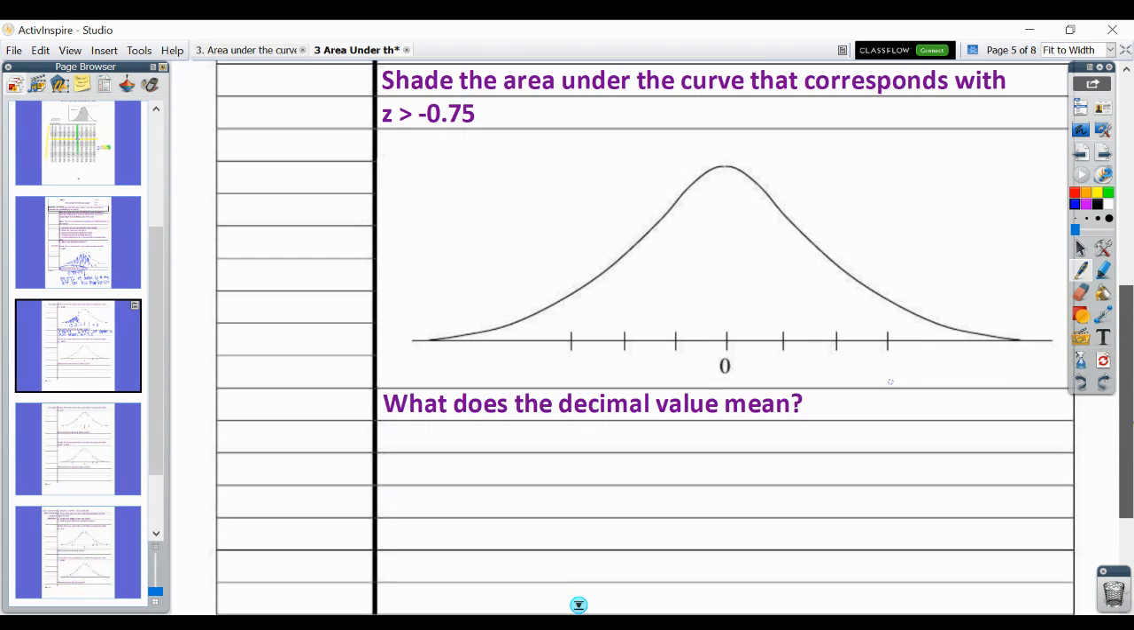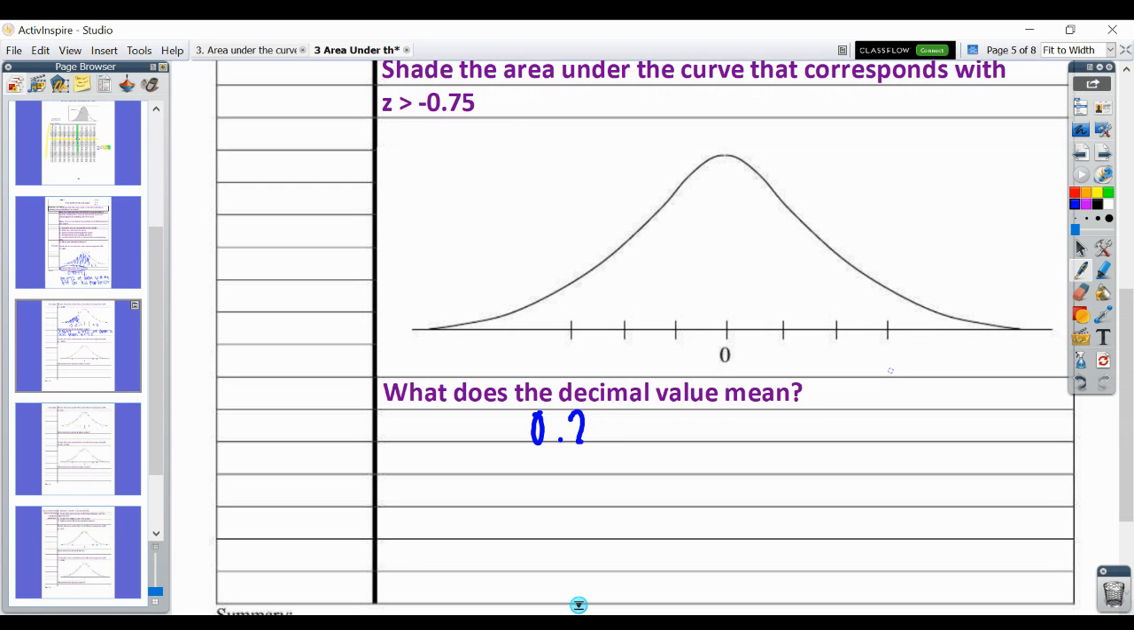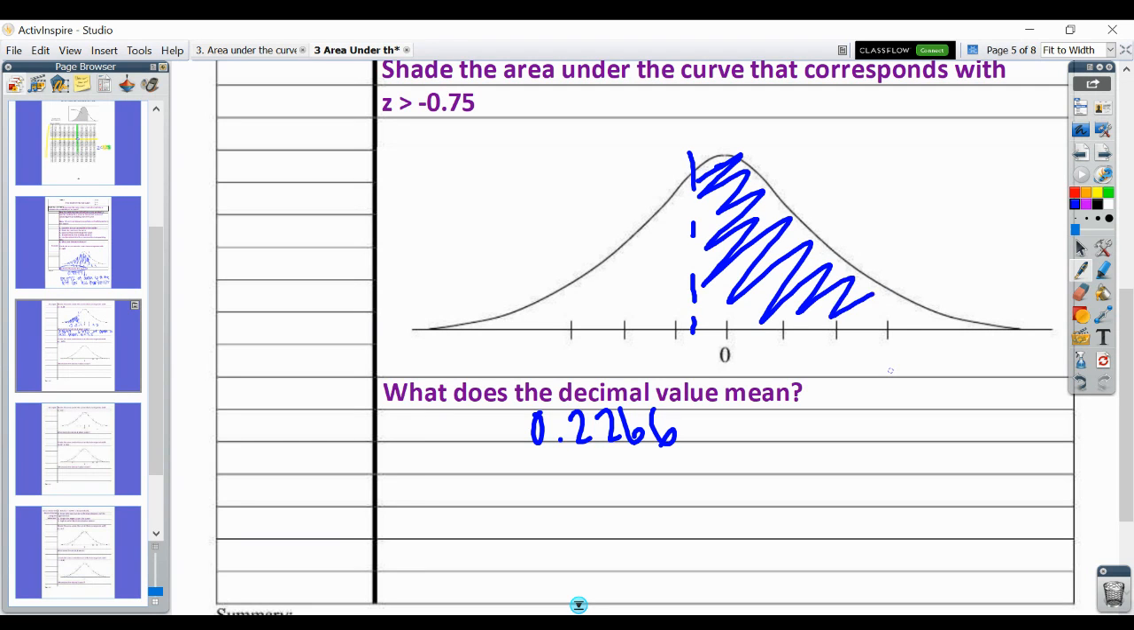But we want greater than. So I'm going to write the number down. But what we're looking for, instead of what is to the left of this number, we want what's to the right of this number. So mark where it is on your normal curve. Shade the area. And this time, subtract the number from 1. Anytime you're going to the right, you want to do 1 minus whatever numerical value corresponds with your z-score. And for us, we should be getting 0.7734.